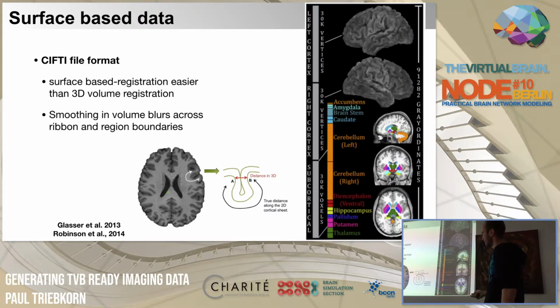So this volume blurring doesn't take into account the true distance between two areas on the two-dimensional cortical sheet. So the distance from B to A in a biological or physiological sense is much larger because the signal has to travel all around the sheet here, than its distance is in 3D. Right, and this could already be two different areas, and if you just blur in volume, you would mix the signal across region boundaries. And this is better prevented if you are using surface-based data for cortical gray matter, at least. There are other advantages as well, but these are, in my opinion, the two most important.